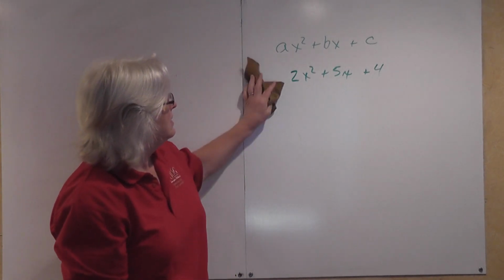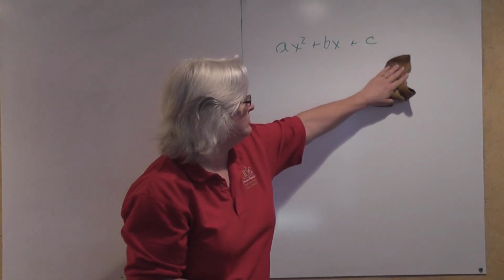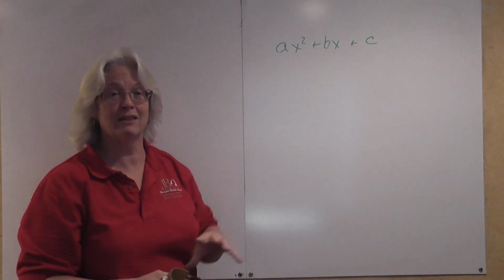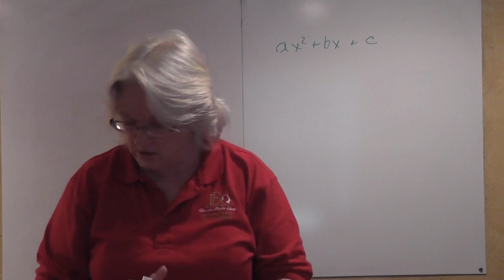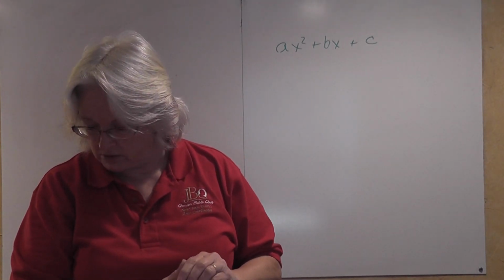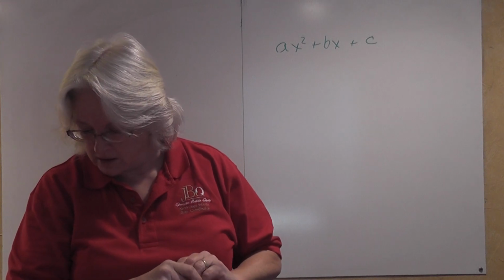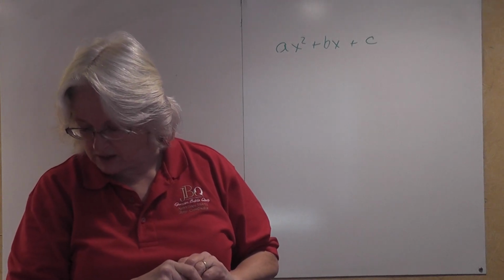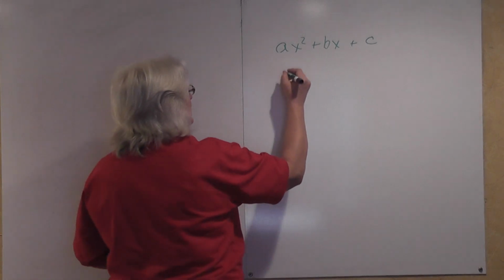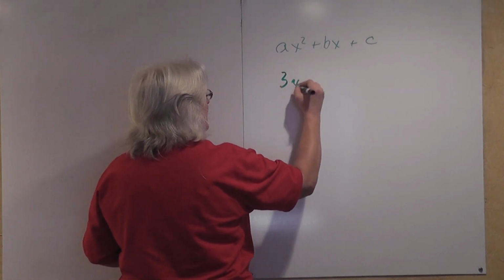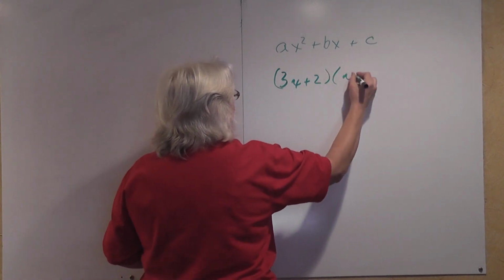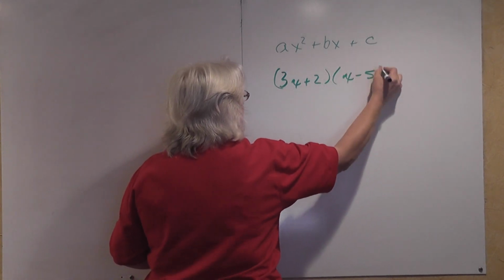Now, in order to learn how to factor polynomials that look like this, what we're going to do is go ahead and take two factors that multiply together and see what trinomial we get. We have 3x plus 2 and x minus 5.